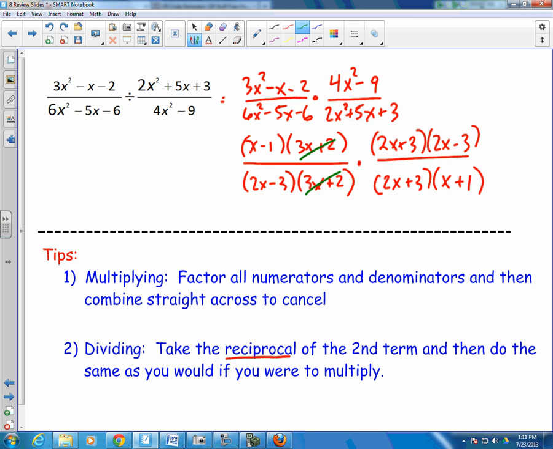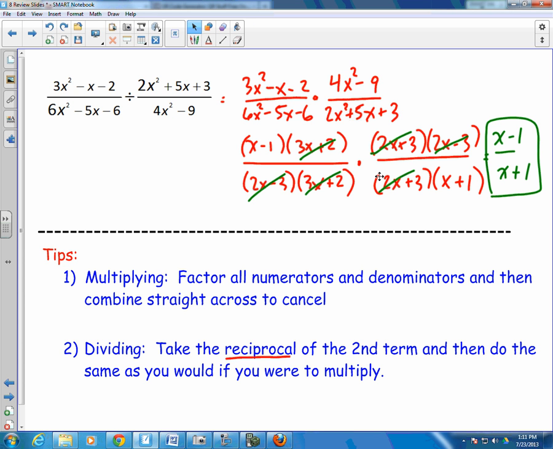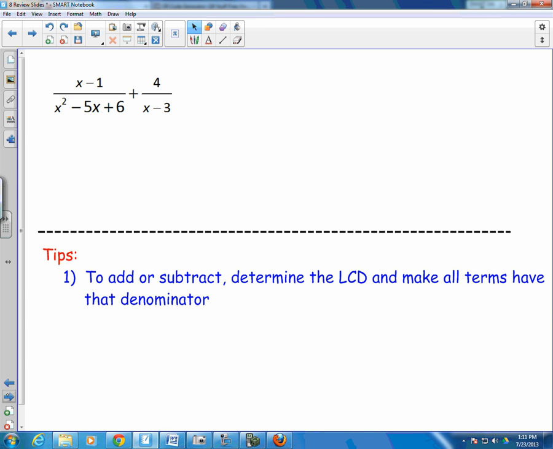So cancel party: 3x plus 2, 3x plus 2, 2x plus 3, 2x plus 3, 2x minus 3, 2x minus 3. X minus 1 and x plus 1 do not cancel. So my answer is x minus 1 left on the top and x plus 1 left on the bottom. That's my final answer, and that is how you divide those two rational expressions.